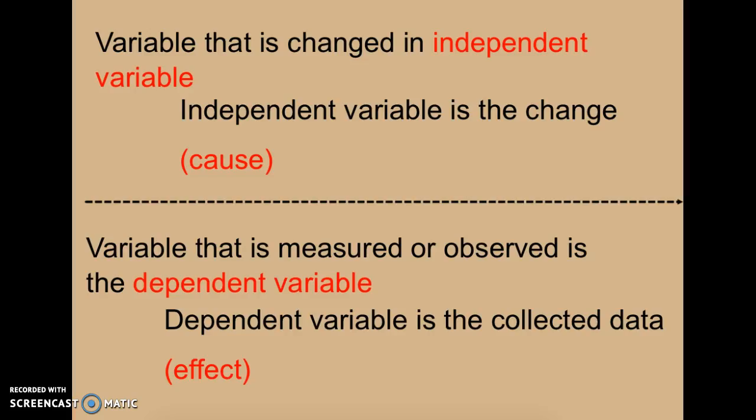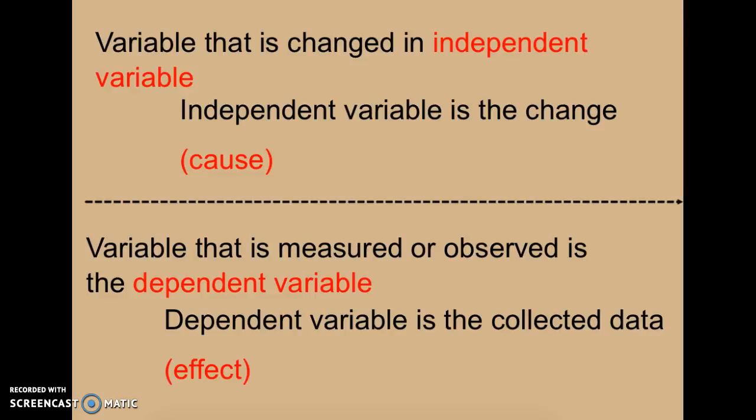So the independent variable is what is being changed. So the change that's occurring is the cause in our experiment. That means the dependent variable is the effect or the outcome. So it is what is being measured or observed at the end of the experiment. This happens because we are looking at how the independent variable affects the dependent variable. The dependent variable is a responding variable, whereas the independent is the manipulated variable. So we are changing the independent and we're looking at how it affects the dependent.